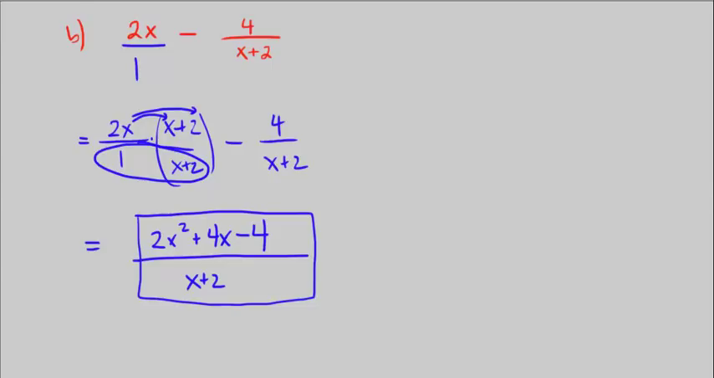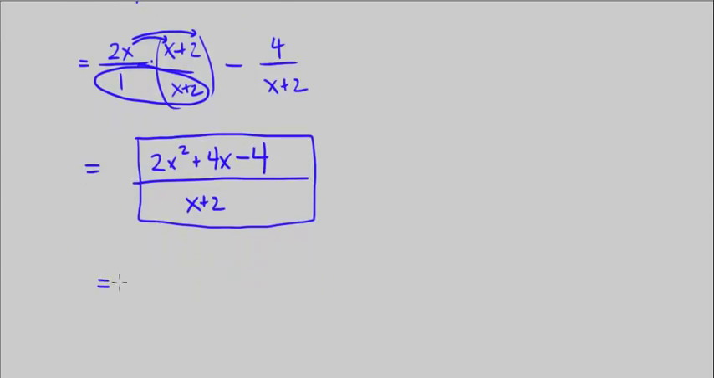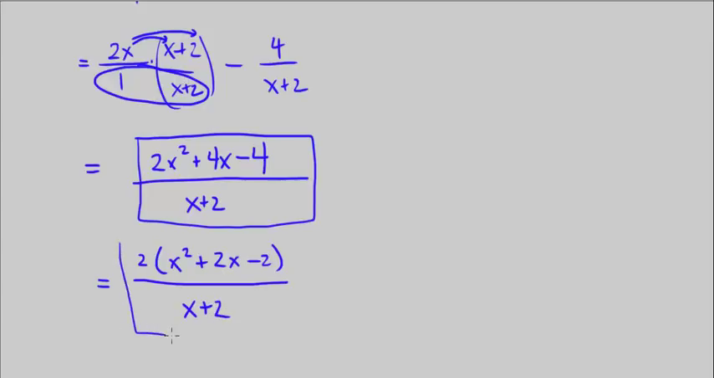If we want, we can factor the numerator and make it look a little nicer. We're going to be able to factor out a 2 here because all these terms are divisible by 2. Then we're left with x squared plus 2x minus 2, all over x plus 2. So that is acceptable too. Either one of these is great. And this ends CPM Precalculus Chapter 2, number 92.